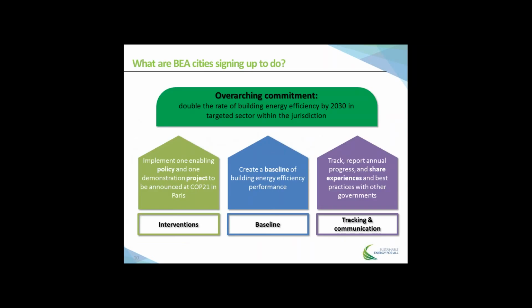Now, we are actively encouraging local governments to sign up to the BIA, the Building Efficiency Accelerator. Clearly, the overarching commitment is there in their own jurisdiction to double the rate of energy efficiency by 2030. This is their commitment that they would make when they sign up. And then they need to at least implement one policy, one demonstration project, ideally to be announced at the COP21, though we know time is short, so we will also obviously invite those to continue in the post-2015 period.